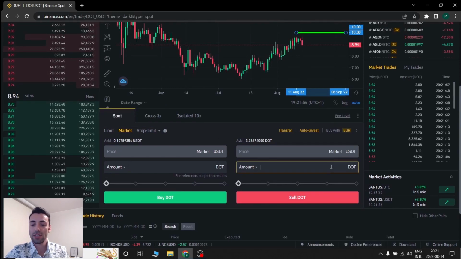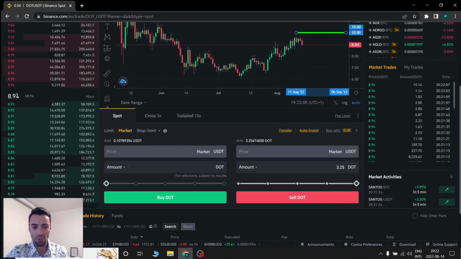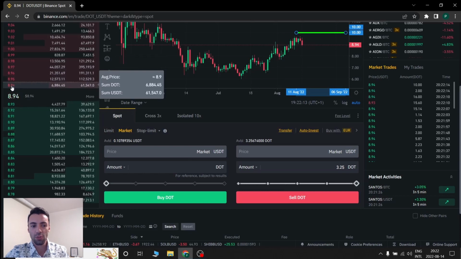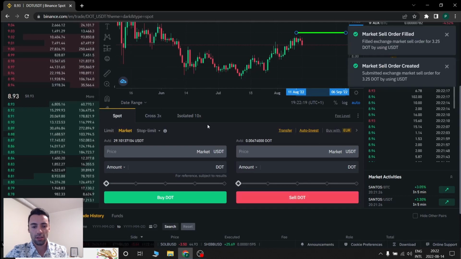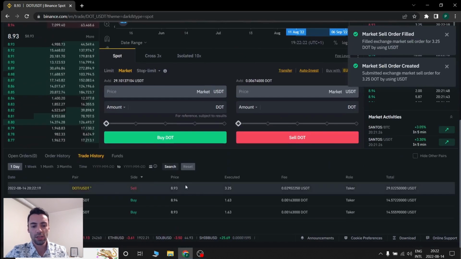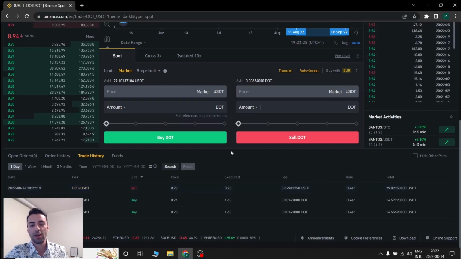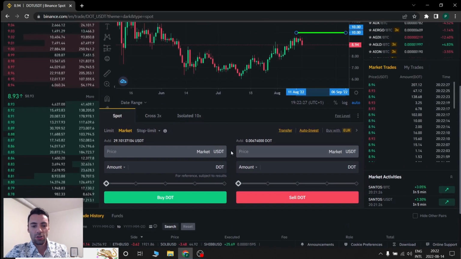And the sell part is exactly the same, but in contrast, we want to sell all of our Polkadot at the exact price at this moment, 8.93, or the latest price that's set in the order book, which is here, and sell that, and it's done. We sold all of our Polkadot right now. So don't forget, in the market we don't set the price, we buy and sell the token at the exact price which is current.